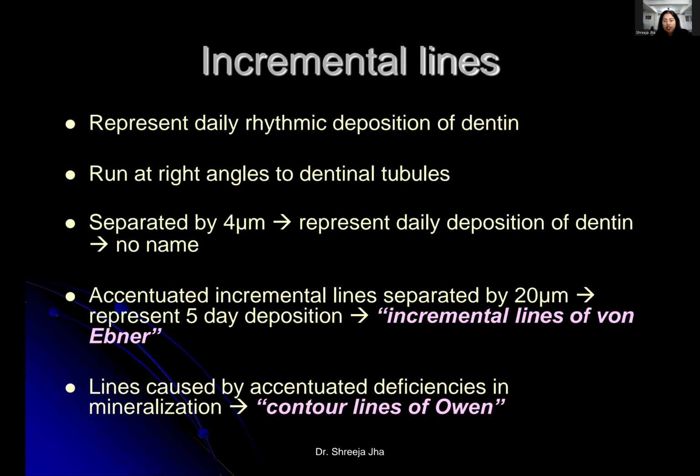Now, what are the incremental lines of von Ebner? They are attenuated incremental lines separated by 20 micrometers, and they represent 5-day deposition. Daily deposition: incremental lines; 5-day deposition: incremental lines of von Ebner. Lines caused by deficiency in mineralization are termed contour lines of Owen. Here you can appreciate them.